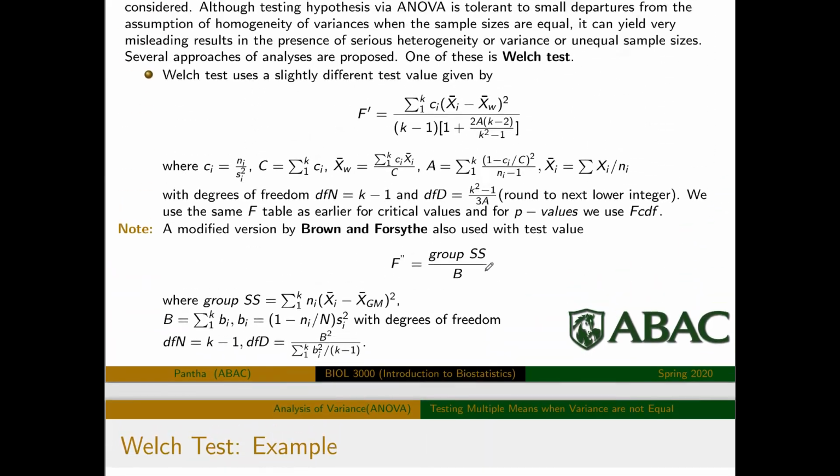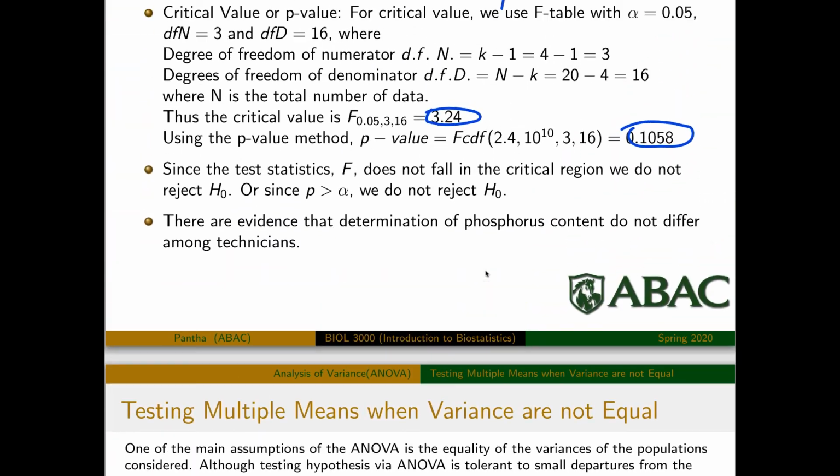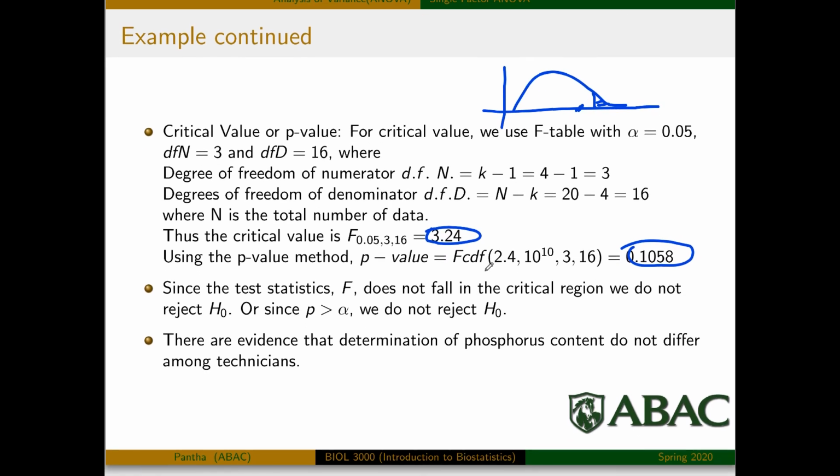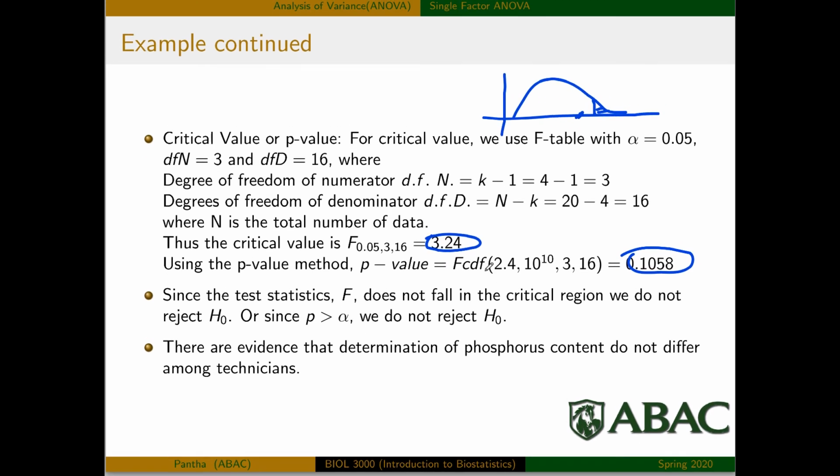Okay, so in the next video we will talk about how to do the ANOVA if the variances of these populations are not equal. But this is it for the one-way ANOVA.